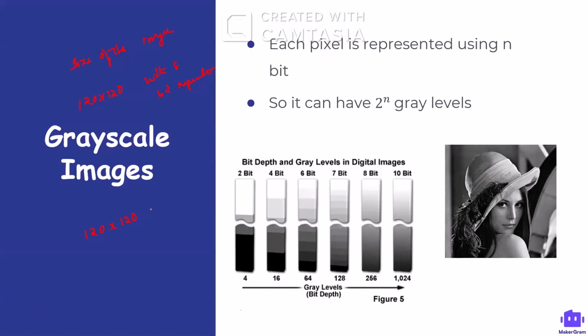Am I correct? Again, the total number of pixels is 120 cross 120, right? Then each pixel needs 8 bits. So the total number of bits would be 8 into 120 into 120, right?